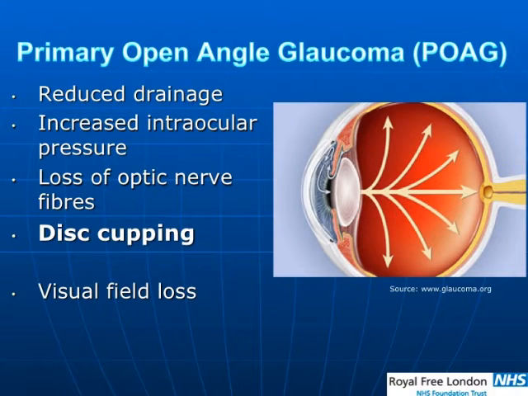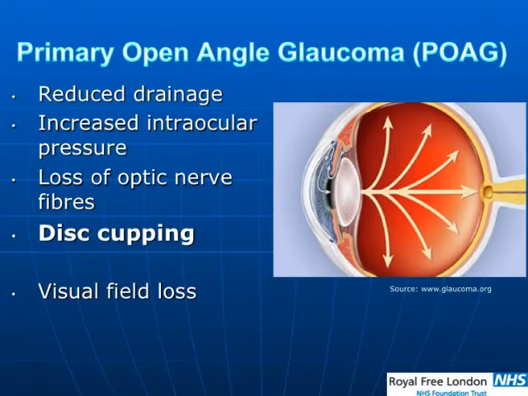I will not cover number 3 and 4, just the top 2 ones. So if we have primary open-angle glaucoma, the one which affects 90% of all glaucoma cases, what happens is we have a reduced drainage. If you look at a model of the eye again, this vertical cut, the eye produces fluid all the time, 24 hours a day.